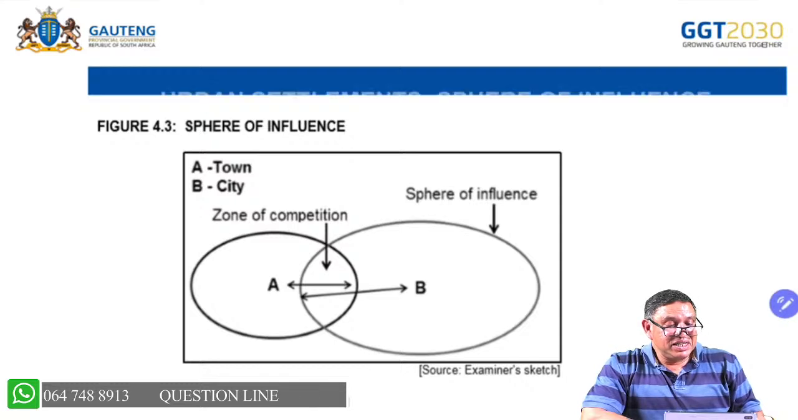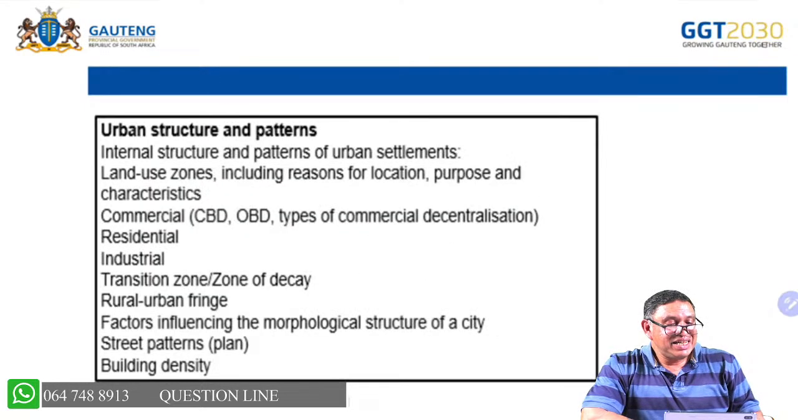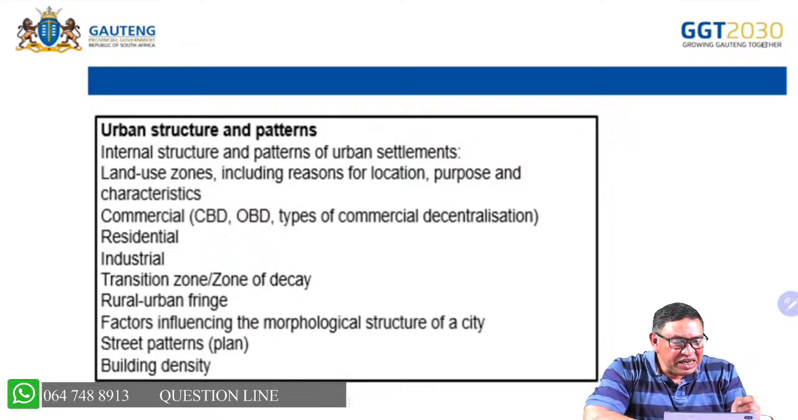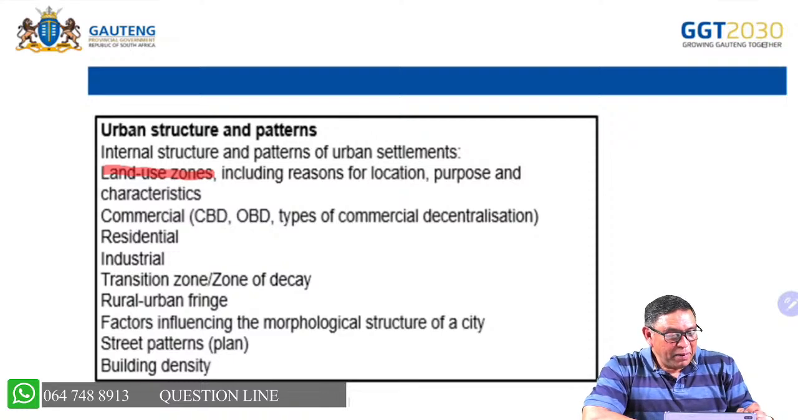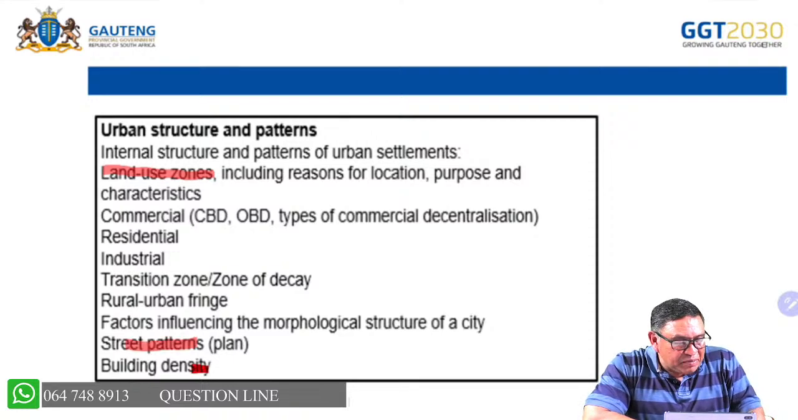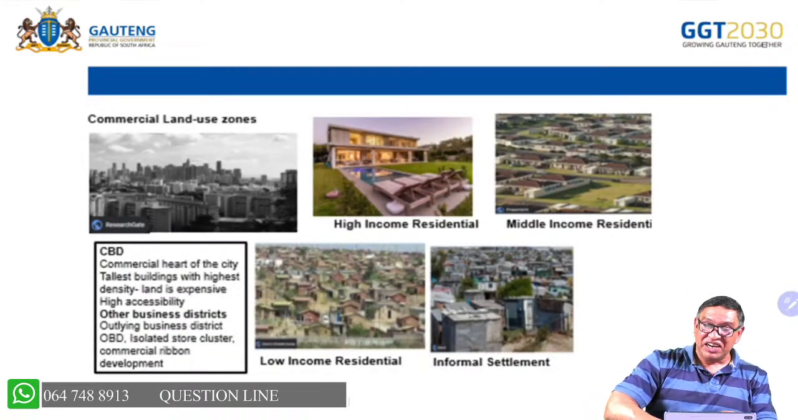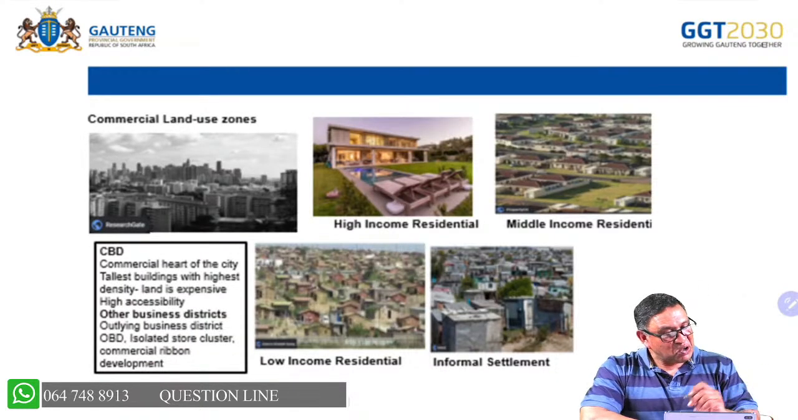And there was a little thing showing you that urban structure and patterns. And we need to be very clear with this. Urban land use zones, okay, street patterns and building density. It doesn't seem to be that this is a major challenge, so I'm just going to go through it like that.